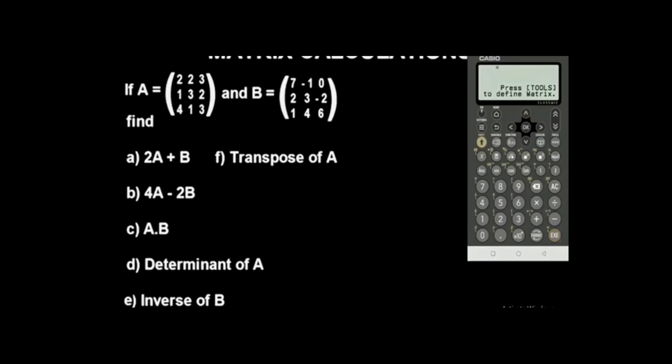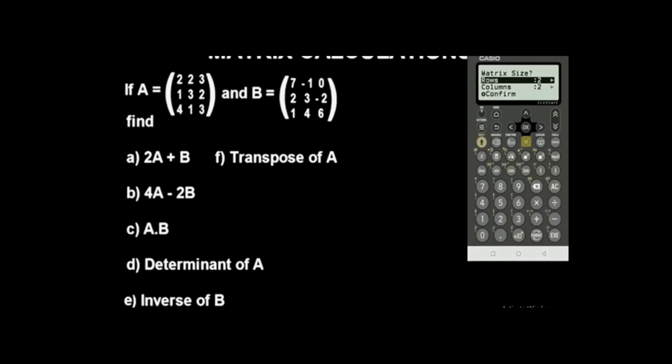Alright, so if you check here, we have press tools to define matrix. So this is the 2 button. So let's define our matrix. We have 2 matrices here, matrix A and matrix B. So for matrix A, let's define it, press execute, Mat A. So the Mat A, we have a 3 by 3 matrix. That's 3 rows and also 3 columns. The vertical axis is the column, the horizontal axis is the row.